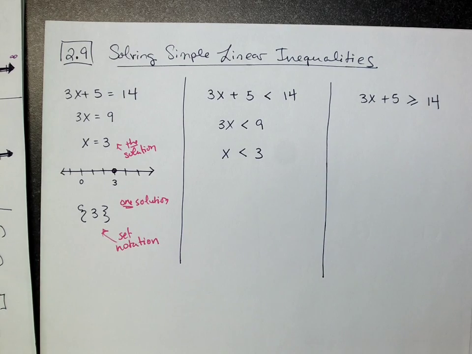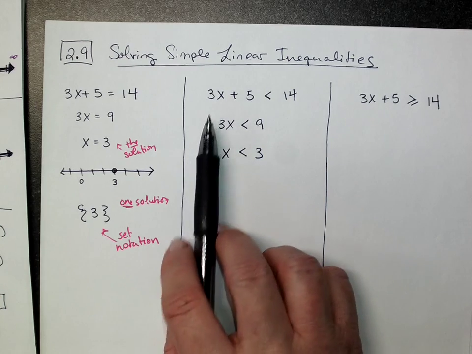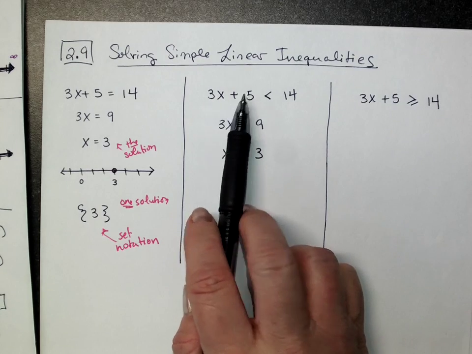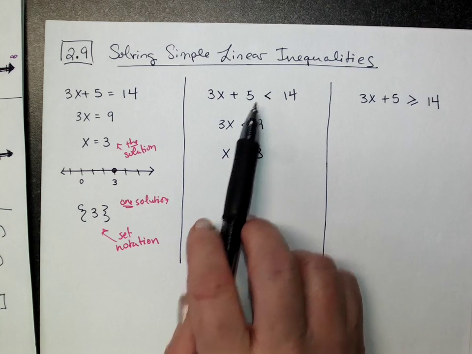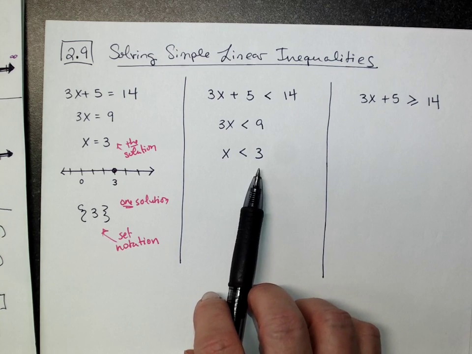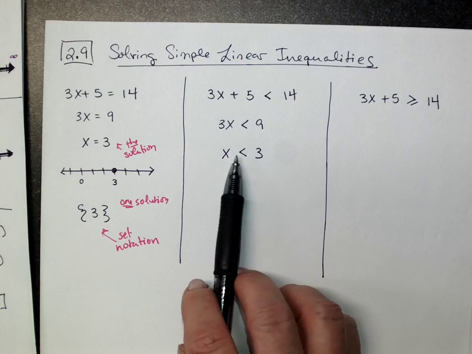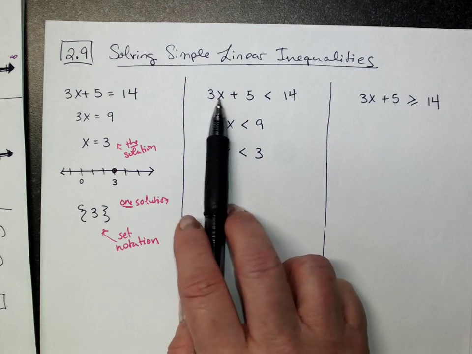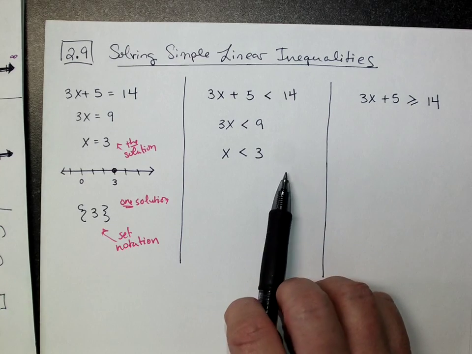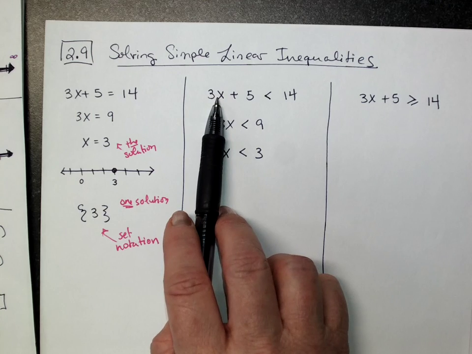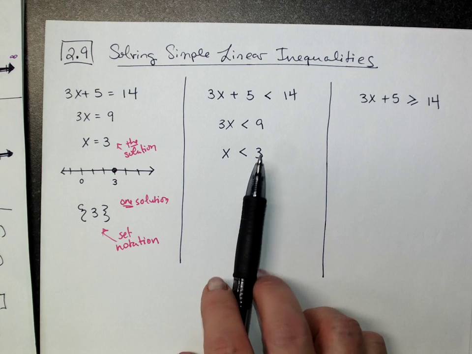Yeah. So is 3 a solution? If you plug 3 back in, will it make this true? No. Because 3 times 3 is 9, plus 5 is 14. And 14 is not less than 14. Well, what about the number 2? Yeah. 3 times 2 is 6, plus 5 is 11. That's less than 14. What about 0? Yeah. 3 times 0 is 0 plus 5. 5 is less than 14. What about 5? 3 times 5 is 15. Plus 5 is 20. That is not less than 14. All of our solutions must be less than 3.